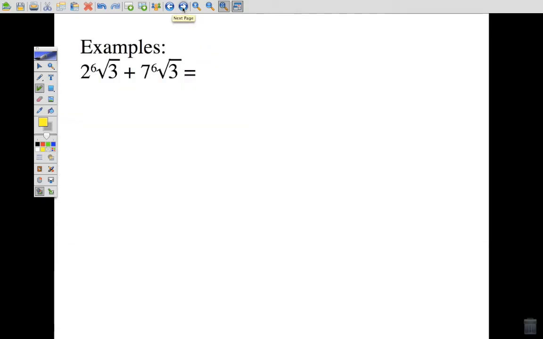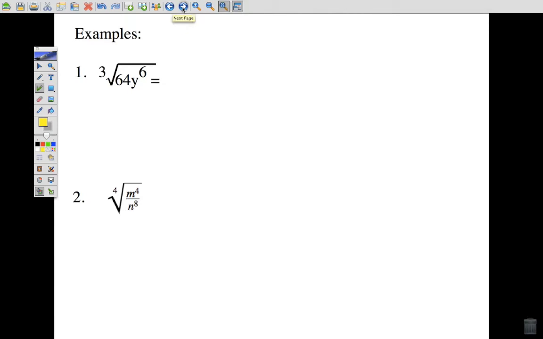Other examples, and this is similar to the last warm-up question, you can almost view this one as a very basic algebra problem where you're combining like terms. You could view this as a 2x plus a 7x. What's 2 plus 7? 9. So you're going to have 9 times the sixth root of 3.